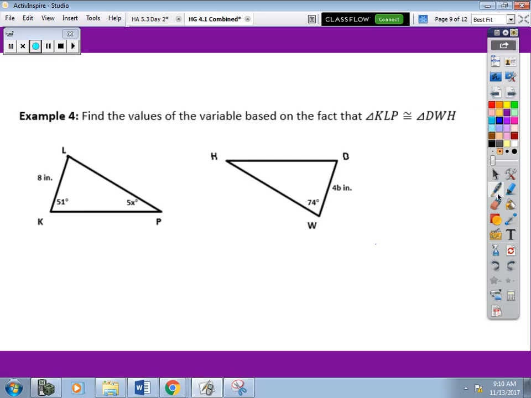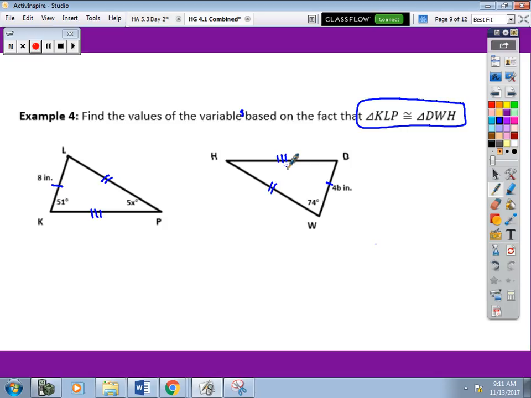Example 4 tells us that the triangles are congruent. And again, anytime you're given this congruent statement, make sure you pay attention because this tells you what the corresponding parts are. Find the values of the variable, should say plural, variables, based on the fact that these are congruent. Now, some students like to go mark based on the congruent statement. So KL has to be congruent to DW. So KL and DW. 1 marking, 1 marking. LP and WH. LP, WH. And then obviously KP and HD.